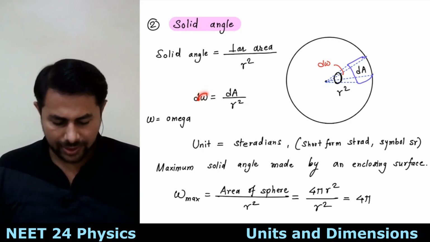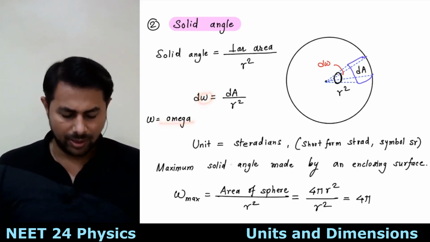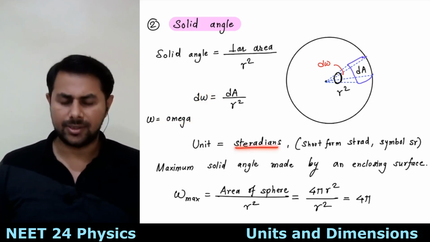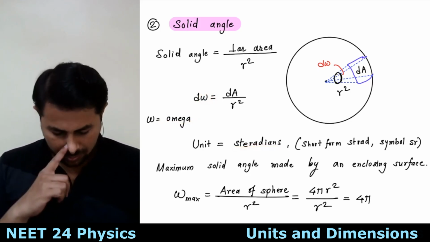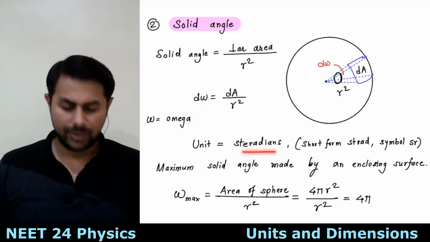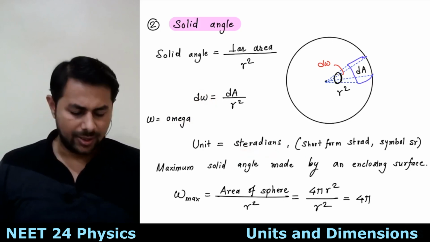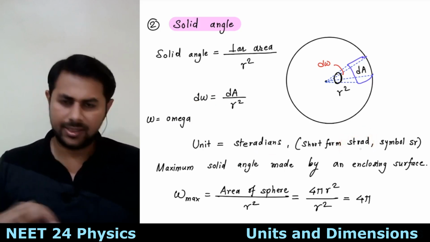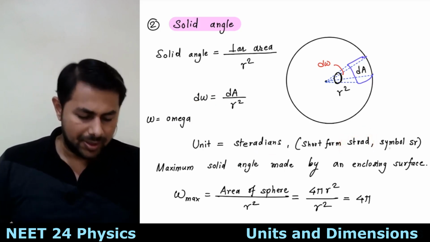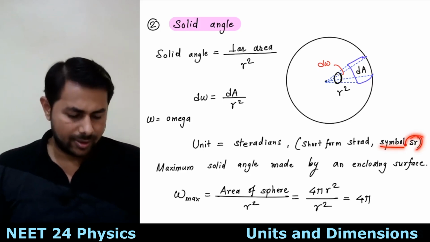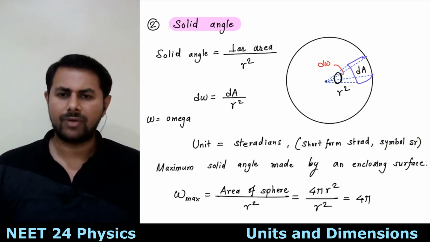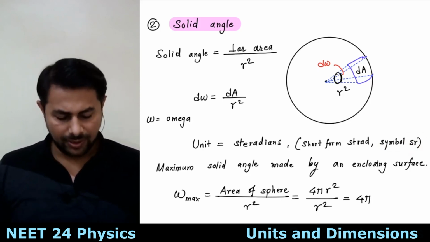Then this letter is known as omega. Then the unit of solid angle measured this way is steradian. In short form it's written as sr, and most of the time in our textbooks it's written this way, SR for steradian, right?